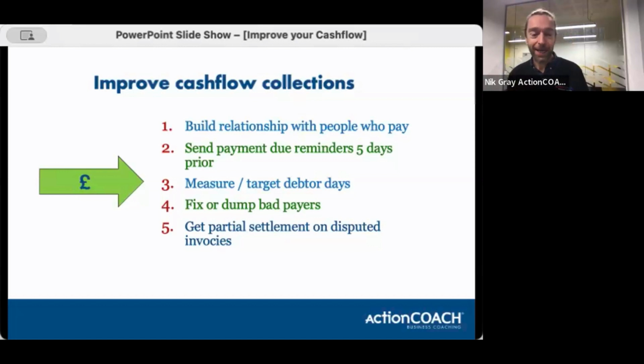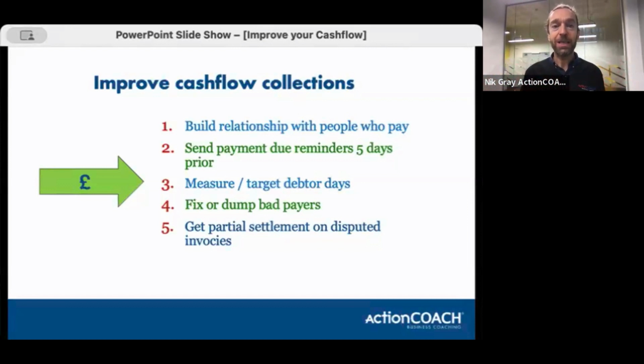Measure target debtor days. If you're not aware of what debtor days are, it's the average number of days it takes you to collect a debt. So let's say that your terms are 30 days and you measure your debtor days. This will be the average. Some people will pay you after 15 days. Some people might wait for 60 days. So the average might be, say, 38 days.